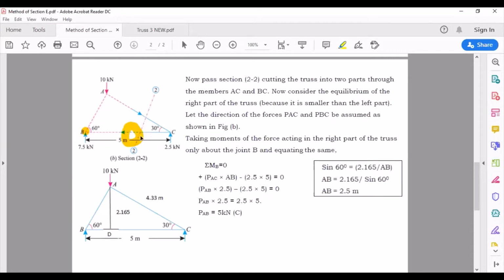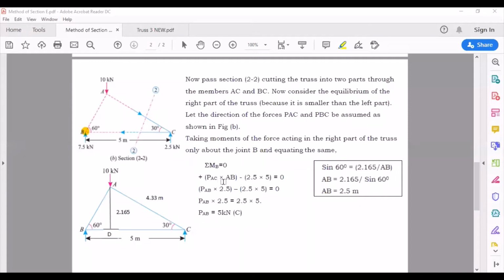Now next is 2.5. This 2.5 is a vertical force, whose distance is to be multiplied by the horizontal distance. And how much is the horizontal distance? It is 5 meters. So 2.5 into 5. What type of moment is it causing? It is causing an anti-clockwise moment, so that is the reason I've taken it with the negative sign.